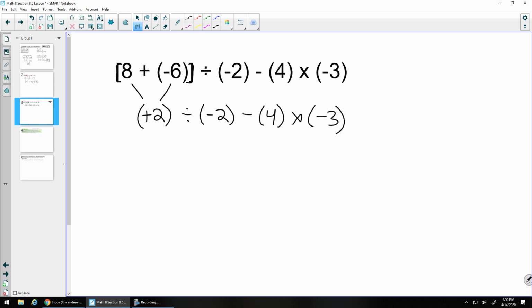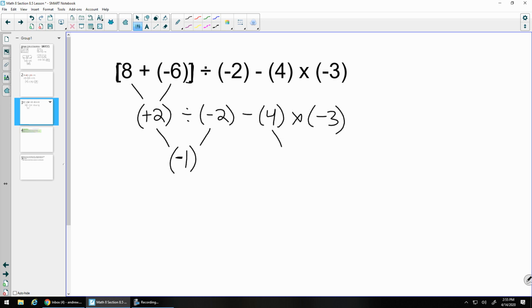Well, I need to do division or multiplication from left to right. So there's some division right here. So positive 2 divided by negative 2. 2 divided by 2 is 1. It's a positive and a negative, so the answer is negative. So that's negative 1.